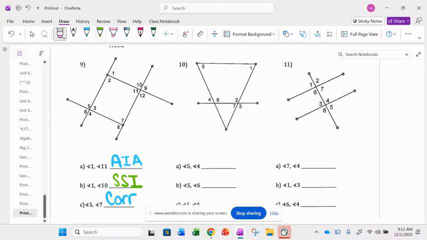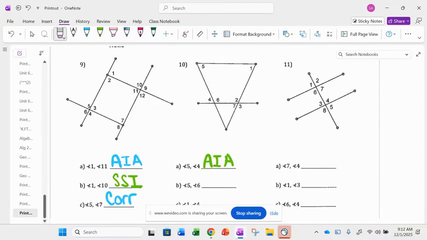5 and 4. Corresponding is F. All right, so 5 and 4. So I trace angle 5, I trace angle 4, and I connect them. Jonah, what kind of angle is this? You got it. It makes the Z, so it's an AIA.